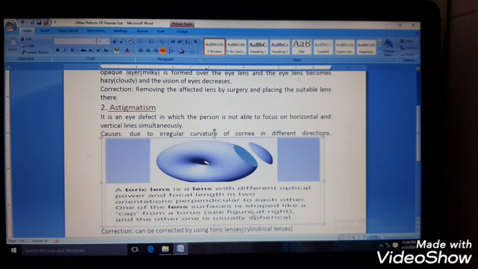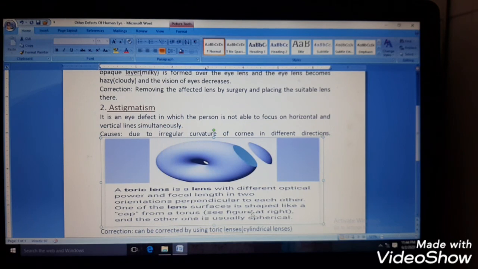Now till here we have completed half of the chapter, and in the next video we are going to discuss refraction of light through a glass prism and some other uses of light.